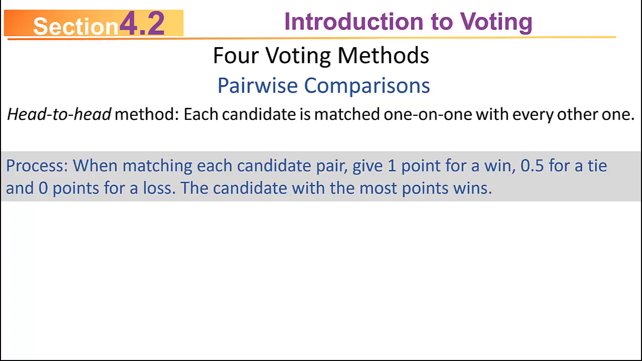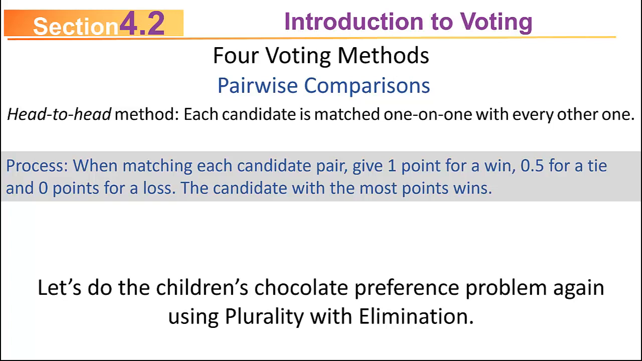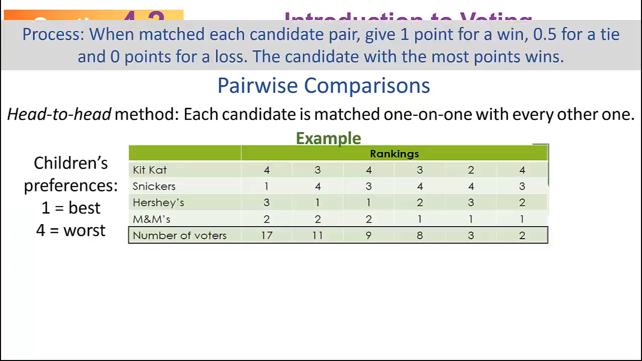When matching each candidate pair, you give 1 point for a win, a half a point for a tie, and no points for a loss. And the candidate with the most points wins. Let's do that with the chocolate example again. Back to the Kit Kat, Snickers, Hershey's, and M&M's.